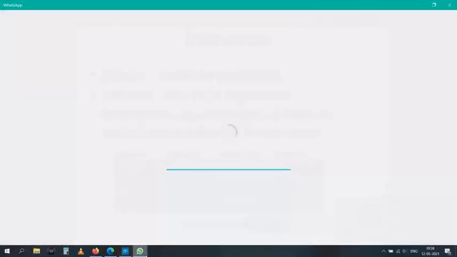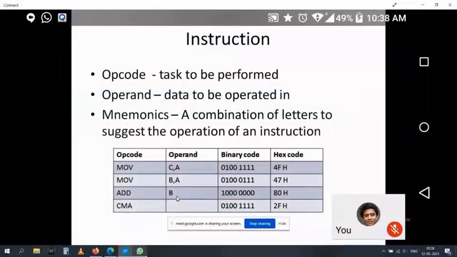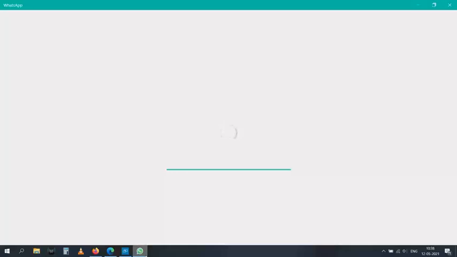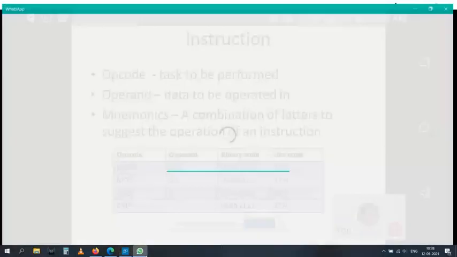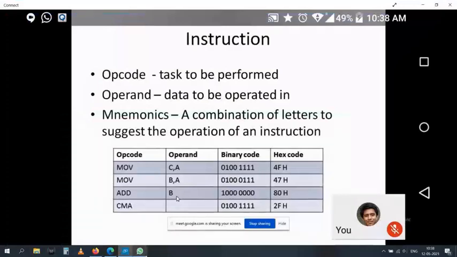If you're adding, the addition will happen between D and A, or between the contents of a memory location and A. But the accumulator has to be there. Without the accumulator, these functions will not take place.